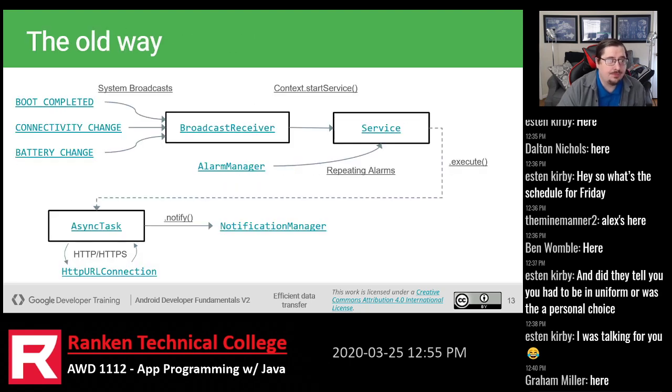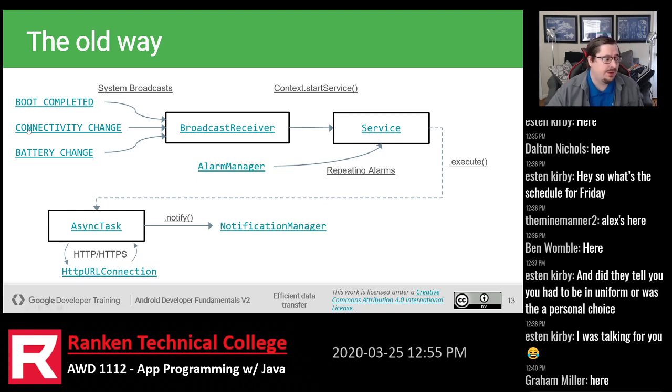Okay. Now, the old way of doing a lot of this used a lot of different pieces. What I'm going to show you today is a different way to do this, which was introduced, I think, in API 21, something called the JobScheduler. It's going to make a lot of this easier. But this used to be how we did all these things.